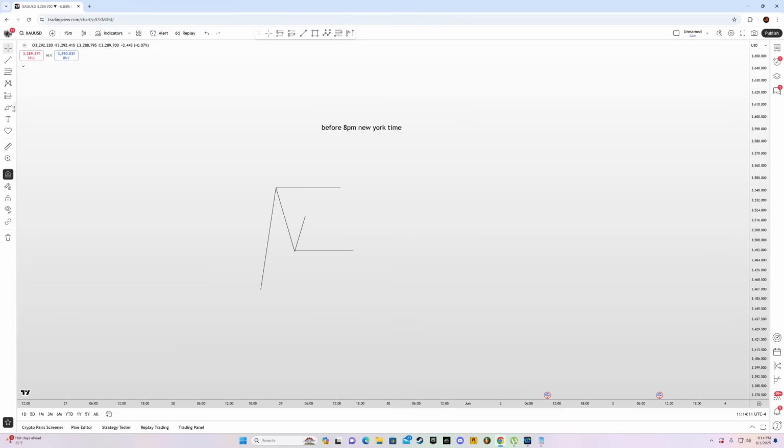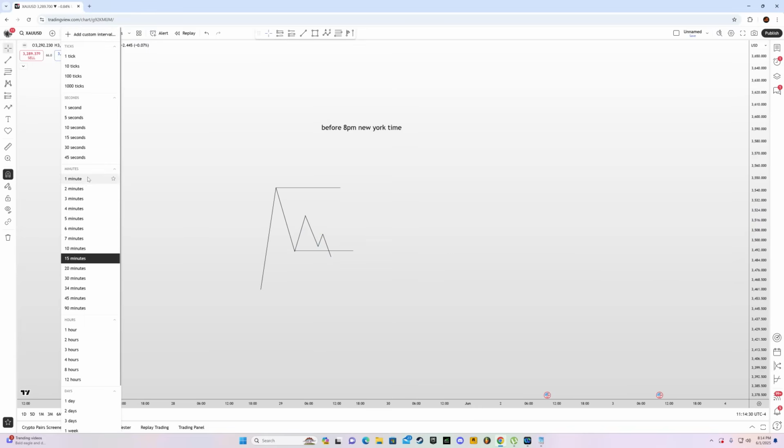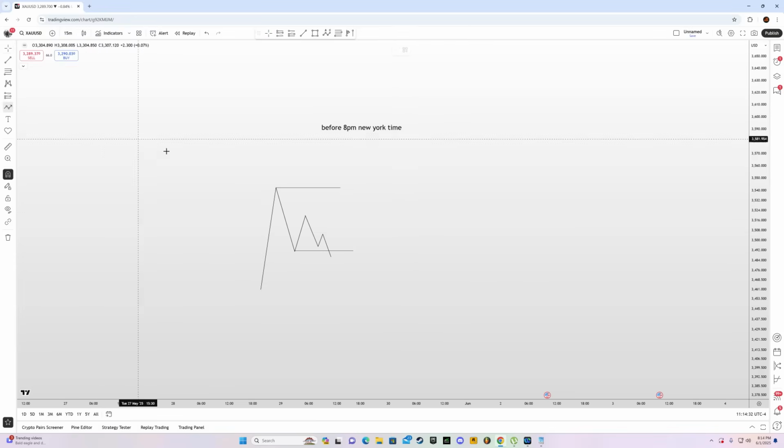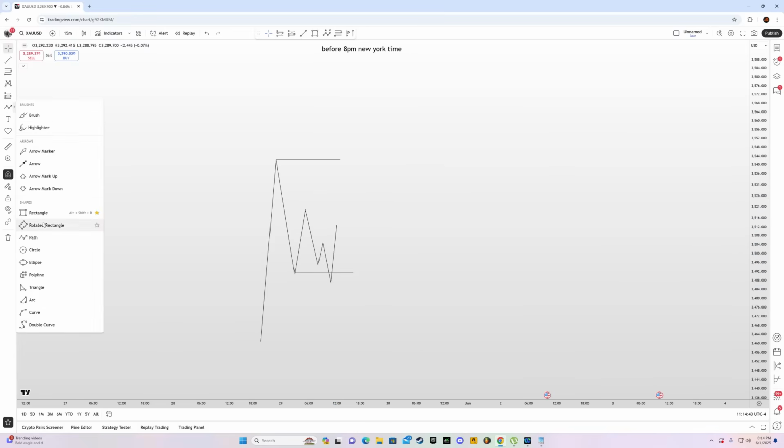New York time, you are waiting for price to either sweep out the most recent low that we marked out on the 15-minute or the most recent high that we marked out on the 15-minute. So let's assume that price goes down and takes out the most recent low. Now from here onwards, you want to drop down to the 1 minute time frame over here. Once you drop down to the 1 minute time frame, you are simply looking for a market structure shift.